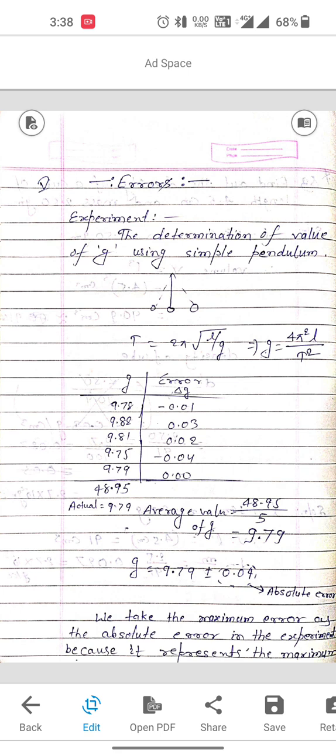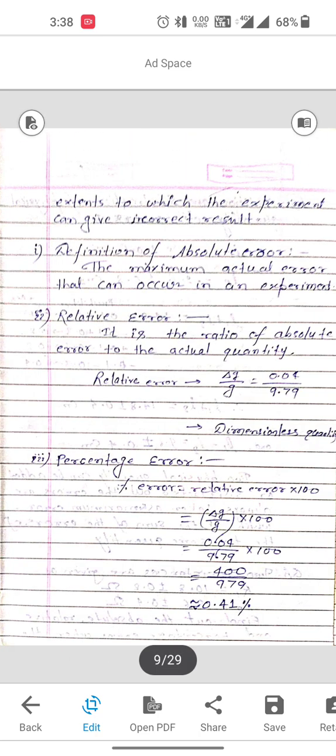9.82, that is plus 0.03; 9.81, plus 0.02; 9.75, minus 0.04; 9.79, 0.0. As a result of the variation, the maximum is taken as the plus minus, that is 9.79 plus minus 0.04. That is the absolute error. We take the maximum error as the absolute error in the experiment, the maximum extent to which the experiment can give a correct result.